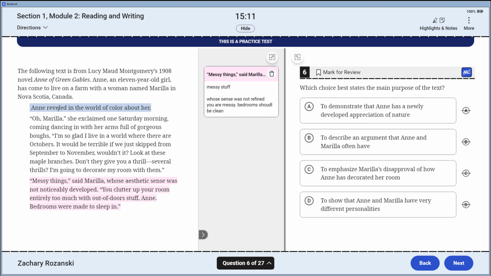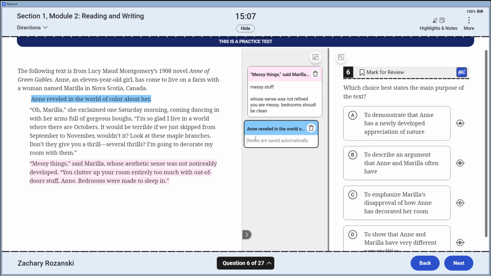We've got this first sentence here. Anne, so the person that she was speaking to, Anne loves color and fun, right? She exclaimed one Saturday morning, "Oh, Marilla, I'm so glad I live in a world where there are Octobers." Wouldn't it be terribly scary? Look at the maple branches. She loves nature and will throw them in her room.